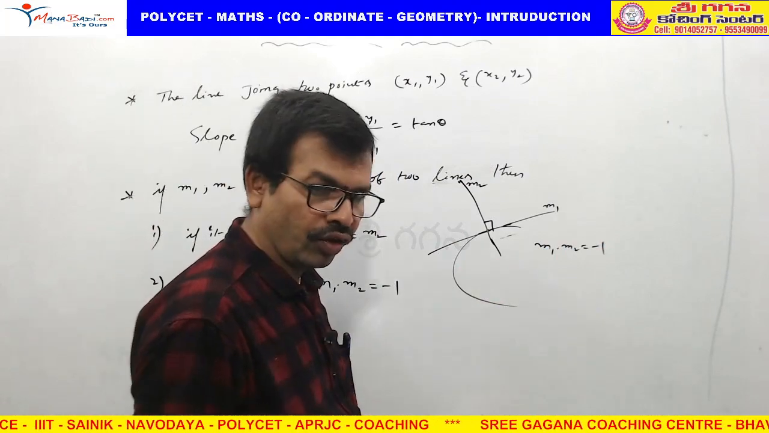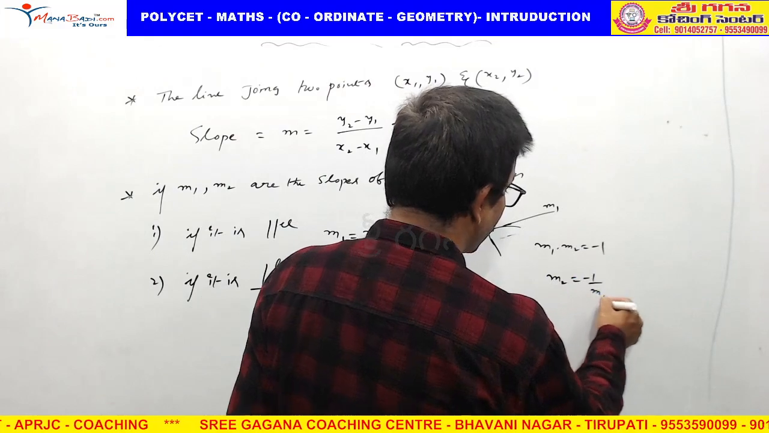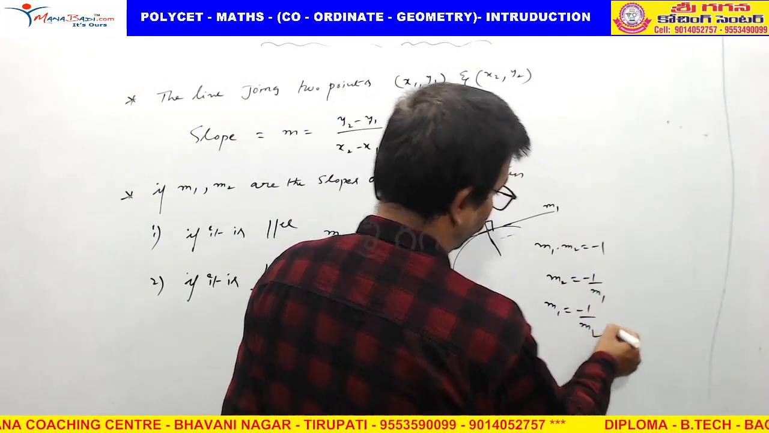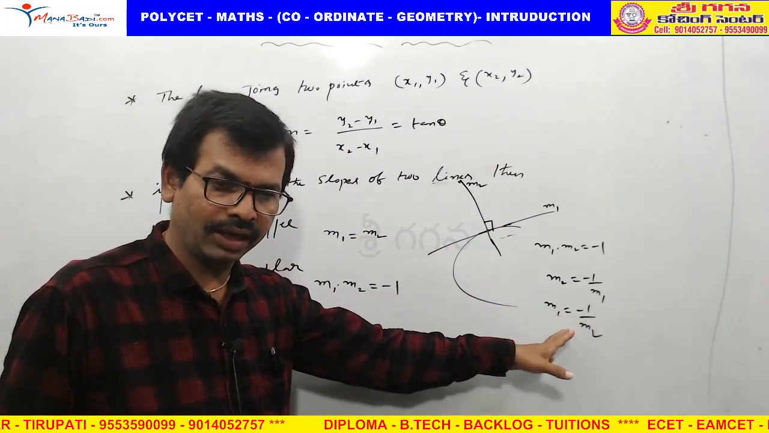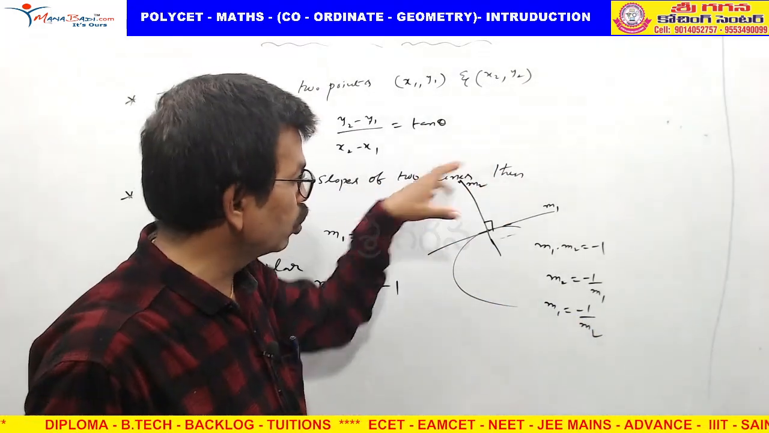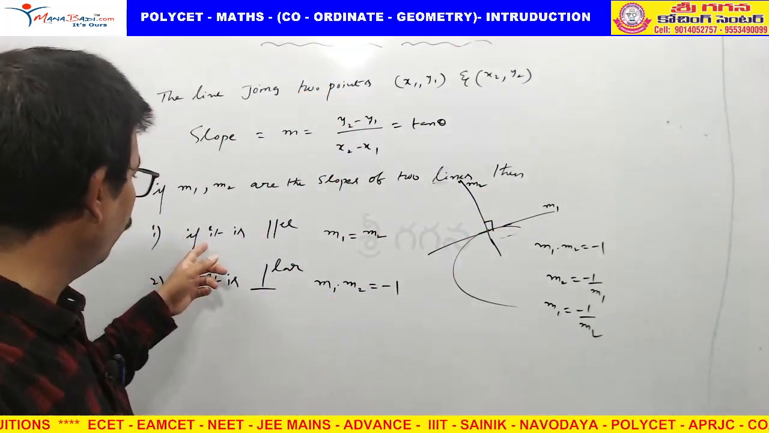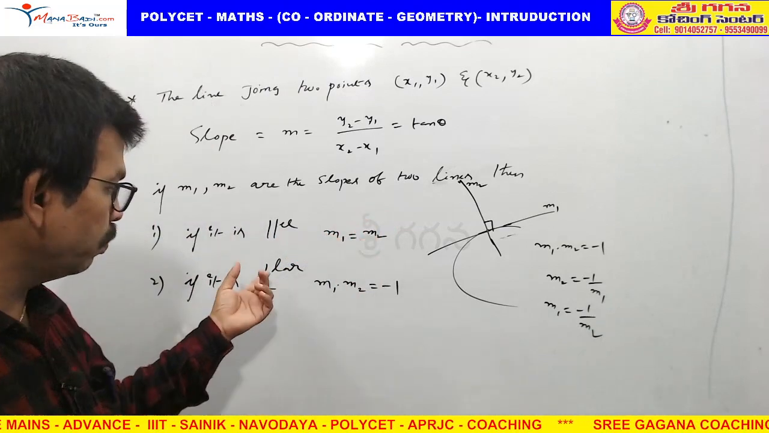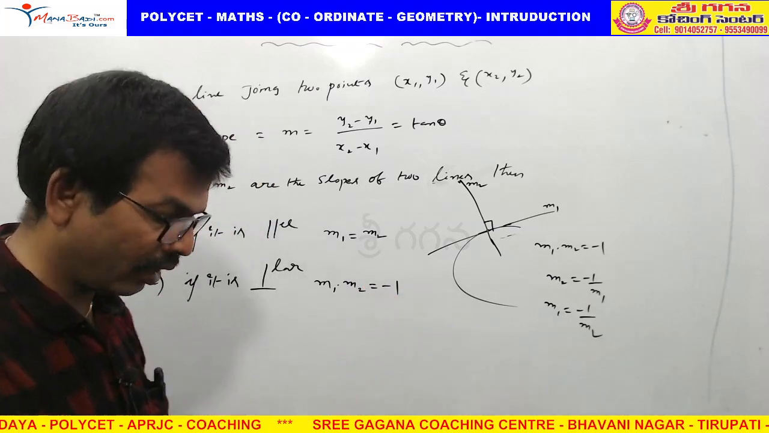Okay. If you know m1, you can substitute: m2 equal to minus 1 by m1. If you know m2, m1 equal to minus 1 by m2. Like that you can write. If you know any one slope, you will get the other one very easily. So m1, m2 are the slopes of two straight lines. If it is parallel, both slopes are equal. If it is perpendicular, m1 into m2 equal to minus 1.